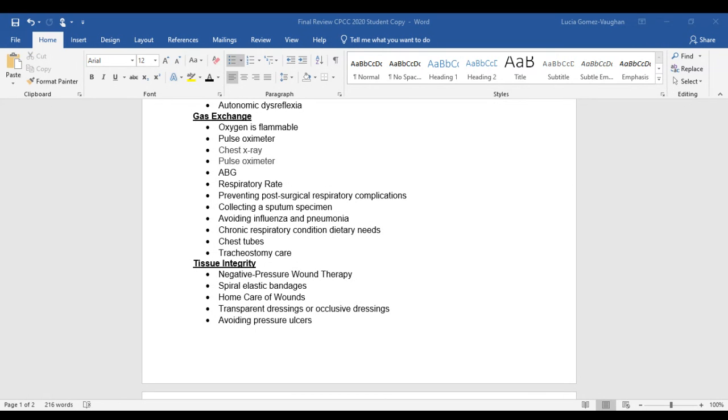Arterial blood gases, it's a test to measure the acidity, pH, and levels of oxygen and carbon dioxide in the blood from an artery.